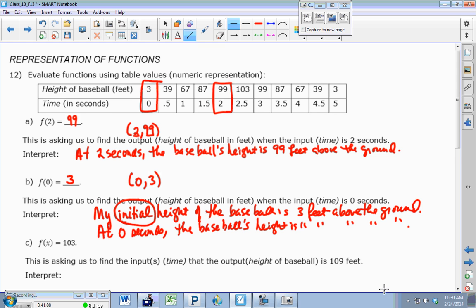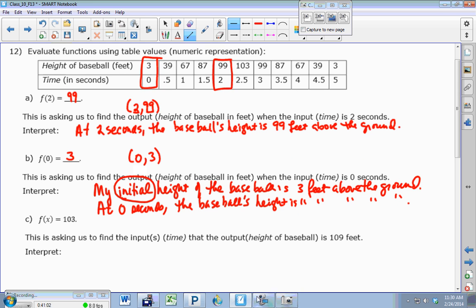So I'd like you to look at the next one and talk about it at your seats and write down your interpretation. It's a little different.